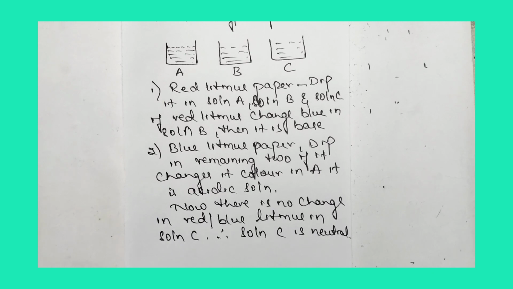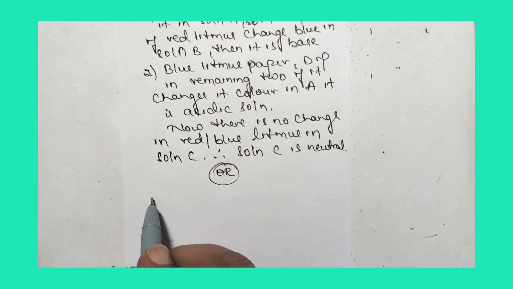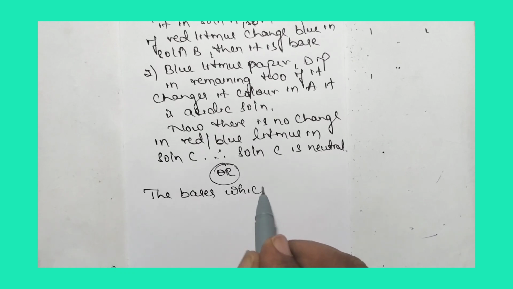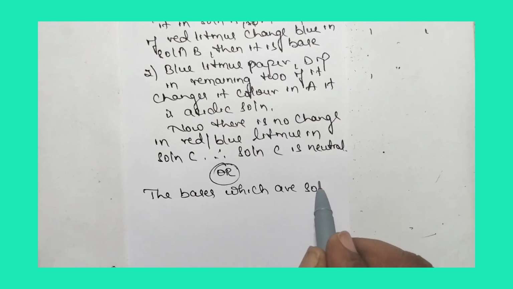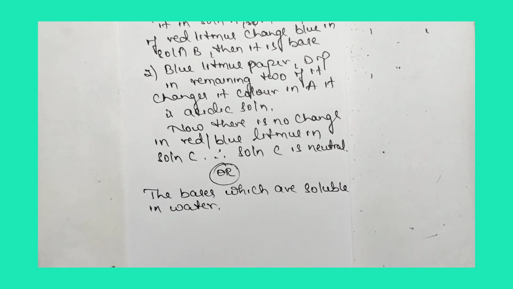So this is the answer for the 21st question. In that 21st question itself, one more internal choice question is there: what are alkalis? Write 2 uses of sodium hydrogen carbonate. Now let us answer these 2 questions. What are alkalis? The bases which are soluble in water are called alkalis.